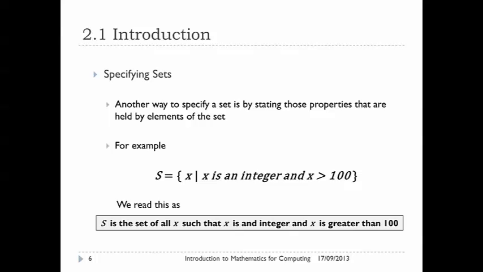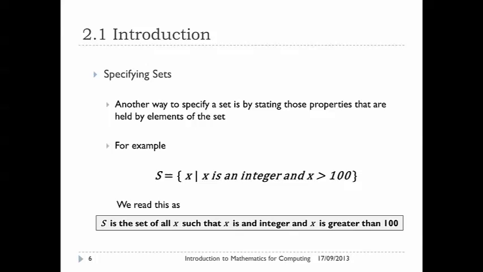So in the example we have here, we've got a set S, and we're saying that S contains elements X, and then we give a property for what all of these elements would have. So S is the set X, such that X is an integer and X is greater than 100. Okay, an integer is one of the numbers 1, 2, 3, 4, 5, 6, and so on. 0 is included in the integers as well, and all of the minus whole numbers. So minus 1 would be an example of an integer also.